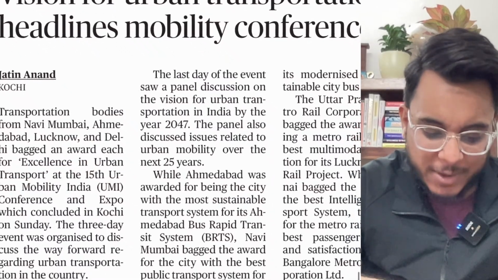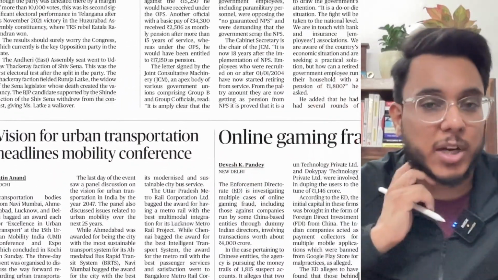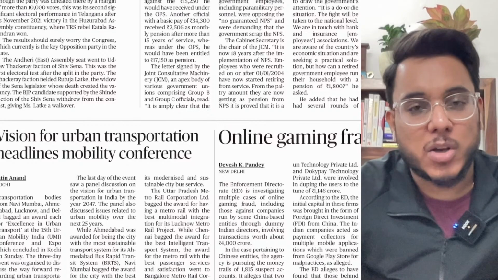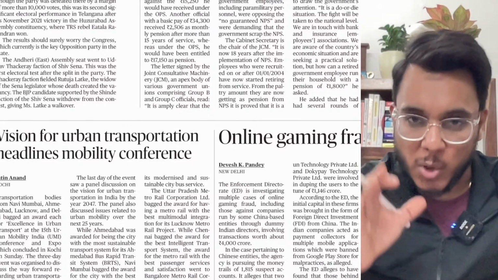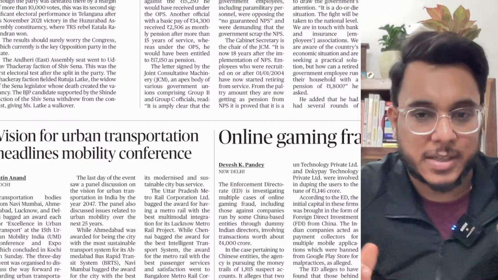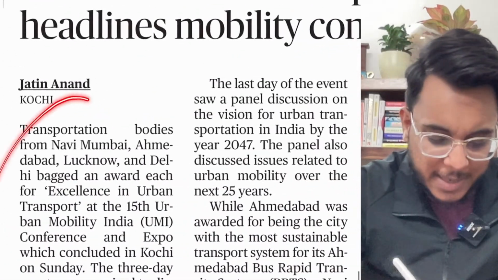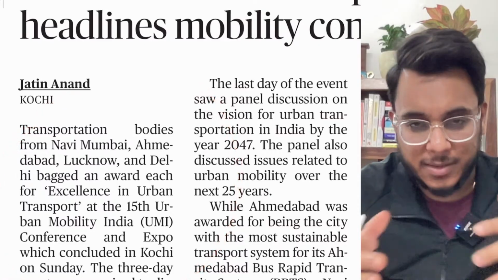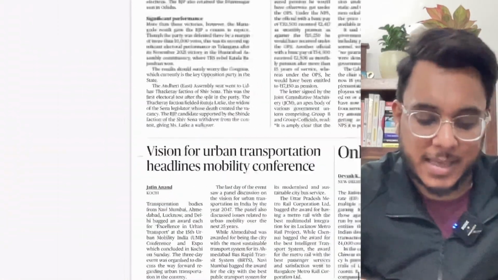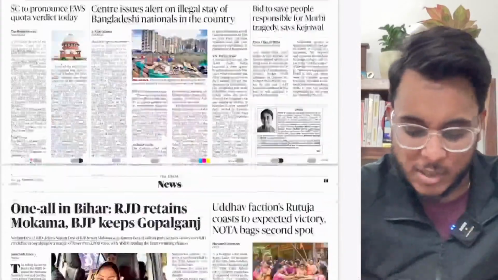Okay, so basically when we talk about transportation, urban transportation is very important because it will solve many problems, the pollution problem, the congestion problem, etc. So the organizations have been given the urban excellence award for urban transportation in these cities. Fine, that's it, what's provided here.